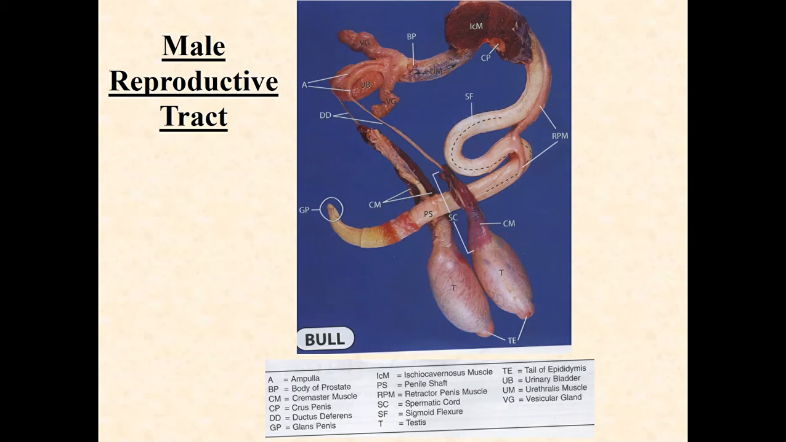And so essentially the male testes for the male reproductive tract, for the bull. And so each letter has a name here. So make sure you go through that, it's included for study purposes.